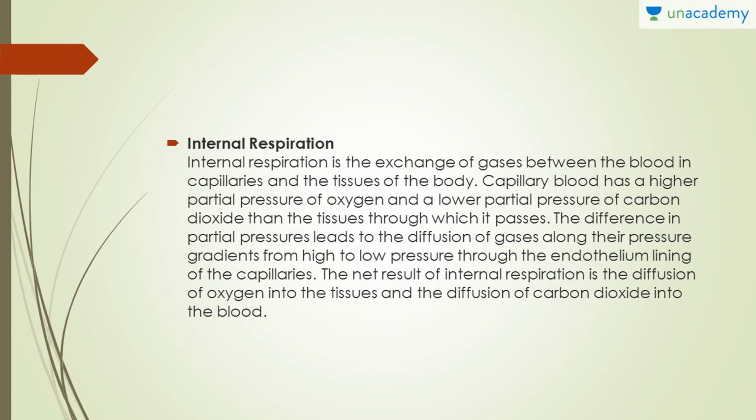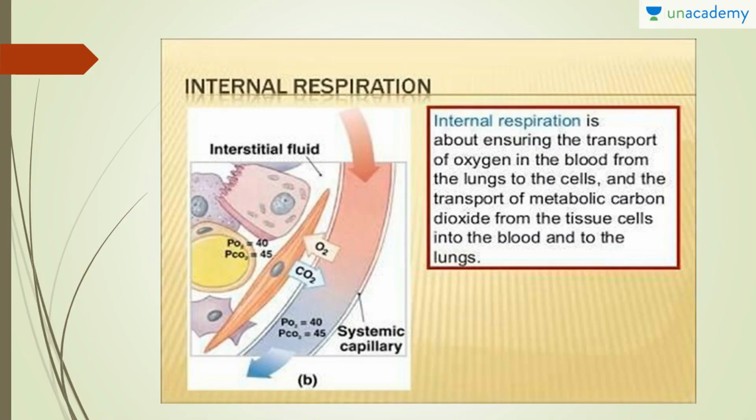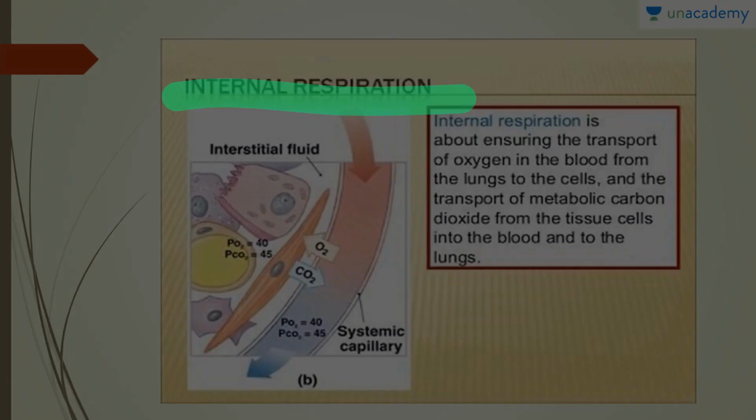Now, internal respiration is an exchange of gases between the blood in capillaries and the tissues of the body. Capillary blood has a higher partial pressure of O2 and a lower partial pressure of CO2 than the tissues through which it passes. The difference in partial pressure leads to the diffusion of gases along their pressure gradients from high to low pressure through the endothelium lining of capillaries. The net result of internal respiration is the diffusion of oxygen into tissue and the diffusion of CO2 into the blood. And this is the pictorial view of internal respiration.